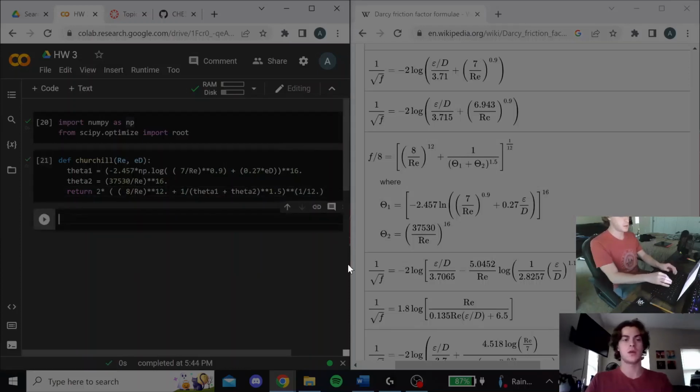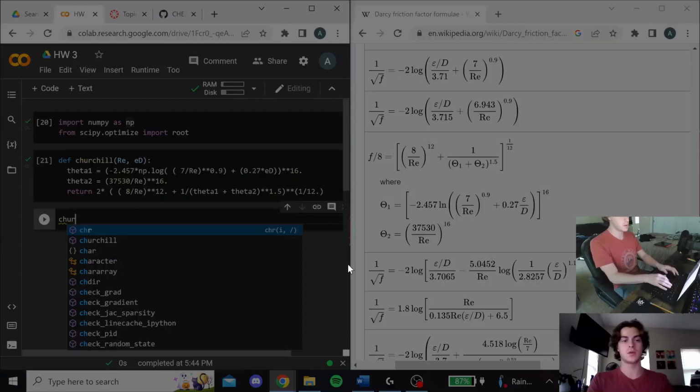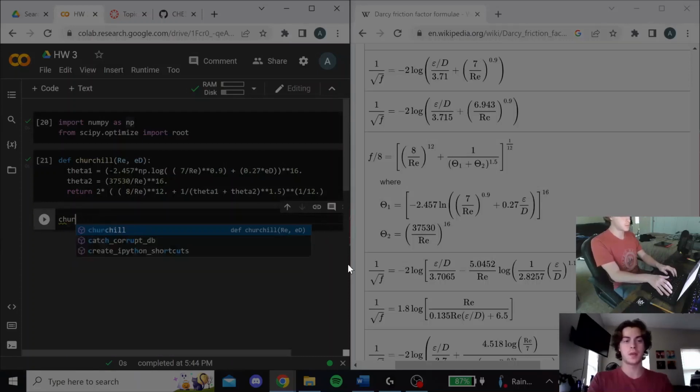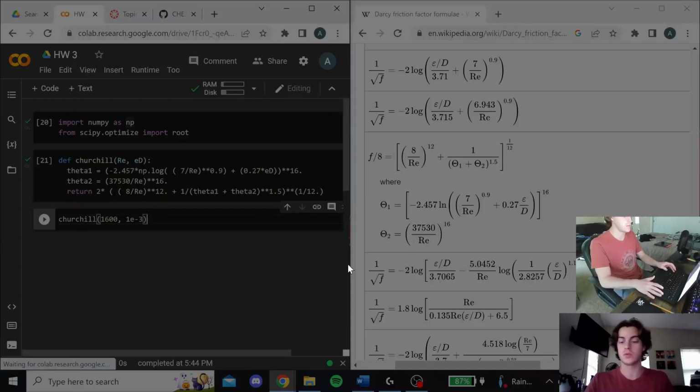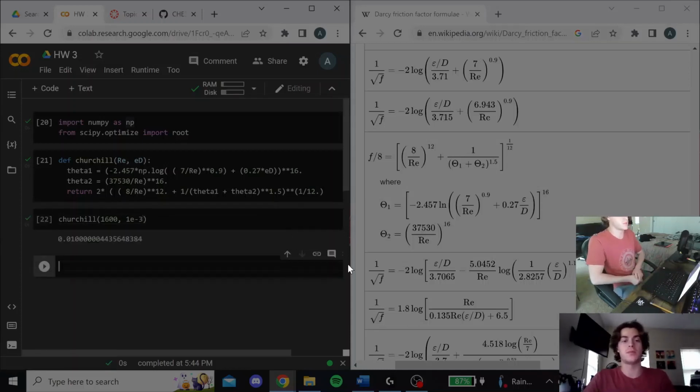All right, now we can go ahead and test if this function works. So if we pass a Reynolds number of 1600 and a surface roughness of 1 times 10 to the negative 3, we should get a value of 0.01, and we do. So the function for that works.